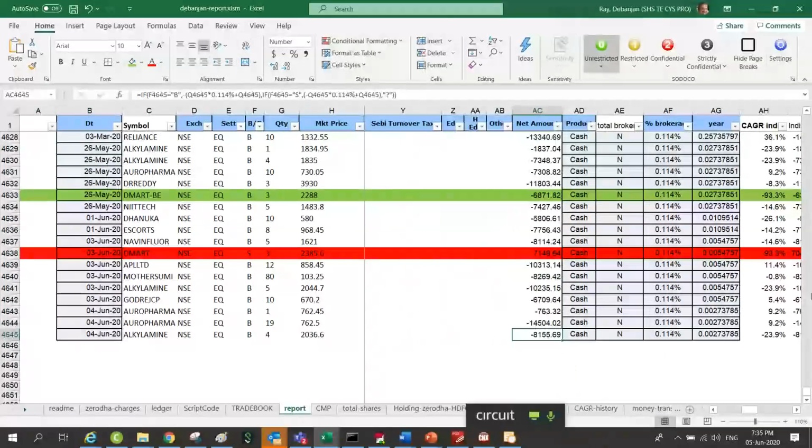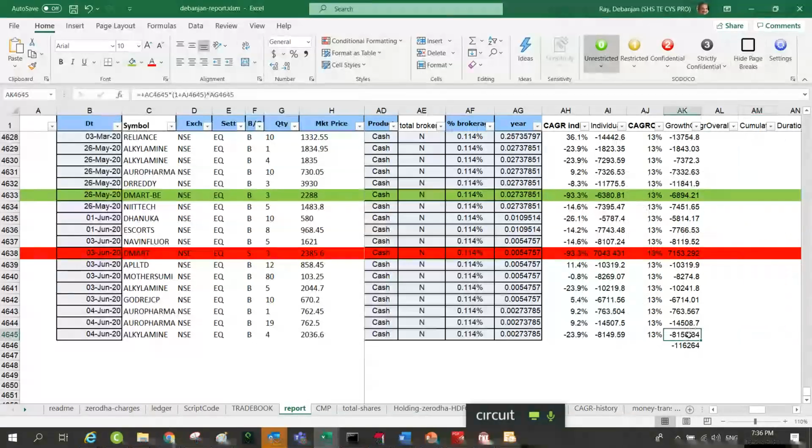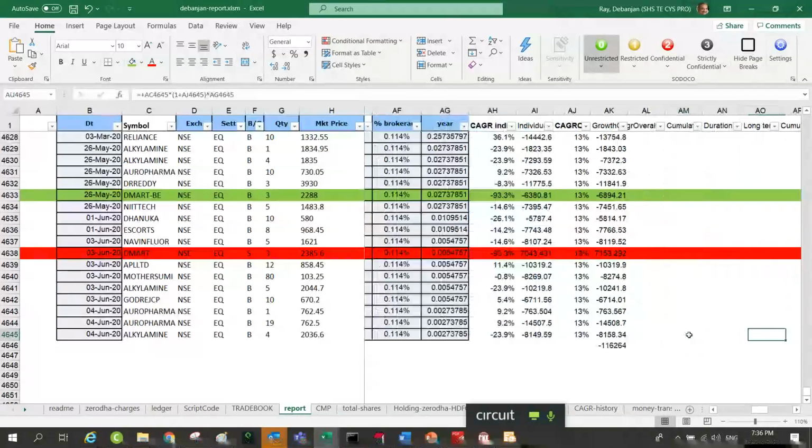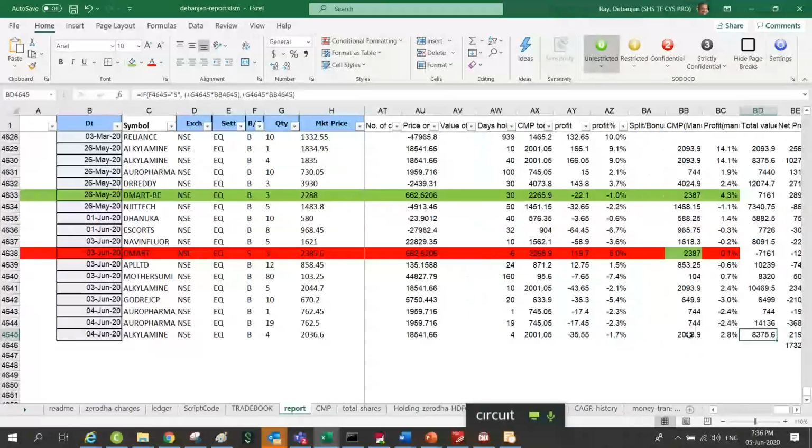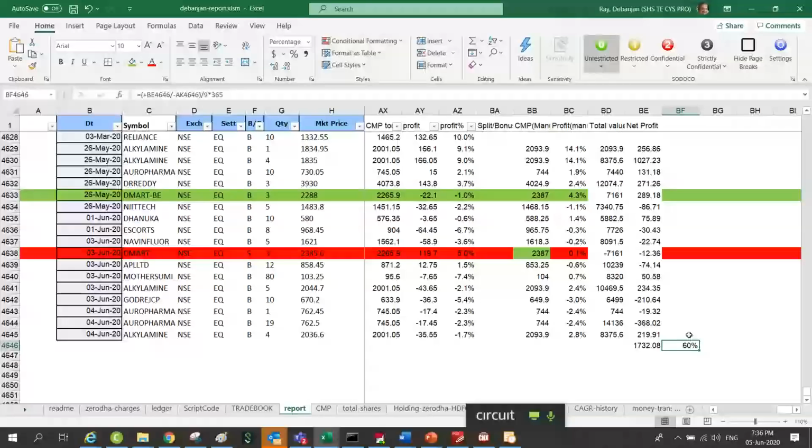Okay. As of today, that means starting from the 26th of May till the 4th of June, how many days? Just a minute. It is, say, 1 week, then 5 days, and then 2-3 days more. So today I took stock, not that everything is going up. And then I have made a total calculation of 60% profit on my investment.